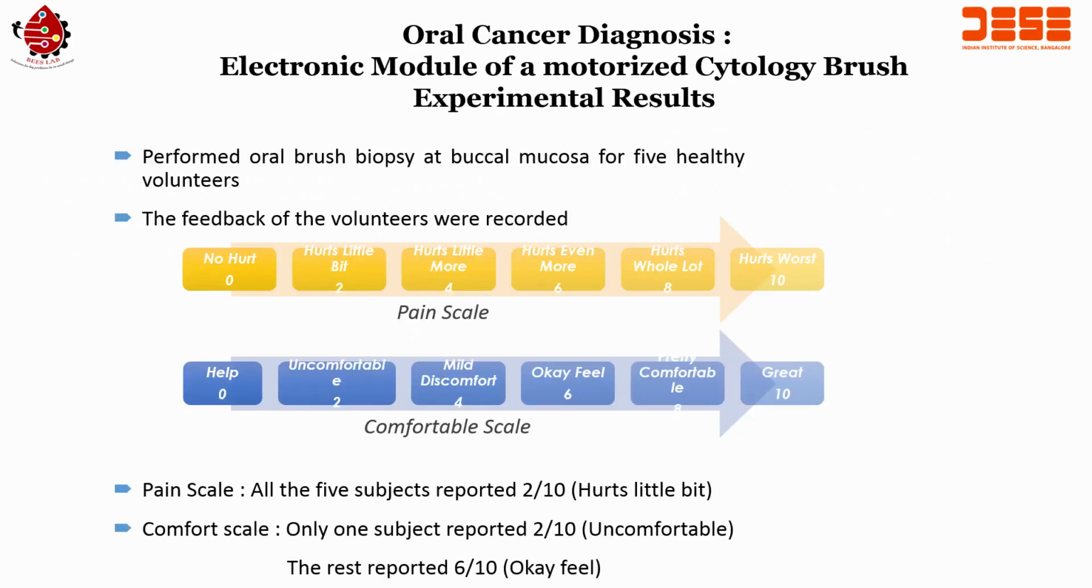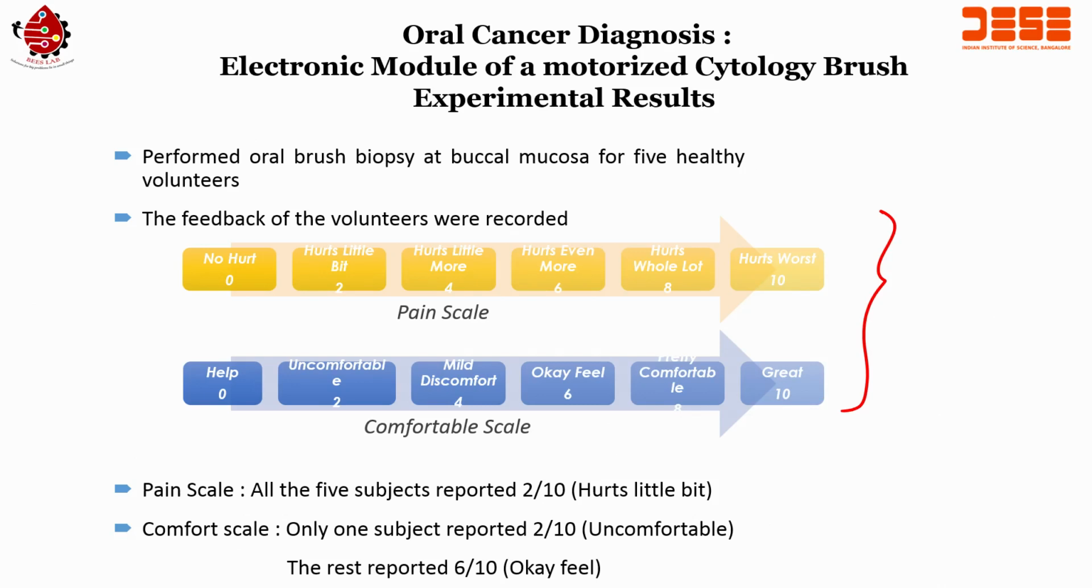So, then what we have done is perform oral brush biopsy at the buccal mucosa for 5 healthy volunteers. Feedback of volunteers was recorded. Pain scale: no hurt is 0, hurts the worst is 10. Comfort scale: need help is 0, and it is great is 10. This is what we have marked.